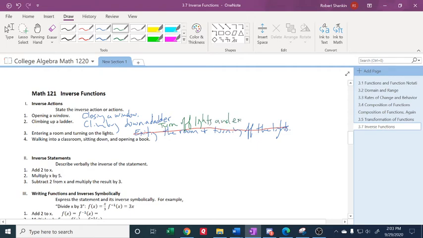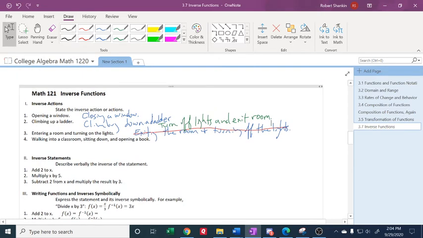And exit room. Because when you're outside the room, maybe the light switch isn't near the door and there's no way to get to turn off the lights. So really key thing, we've got to invert the action.